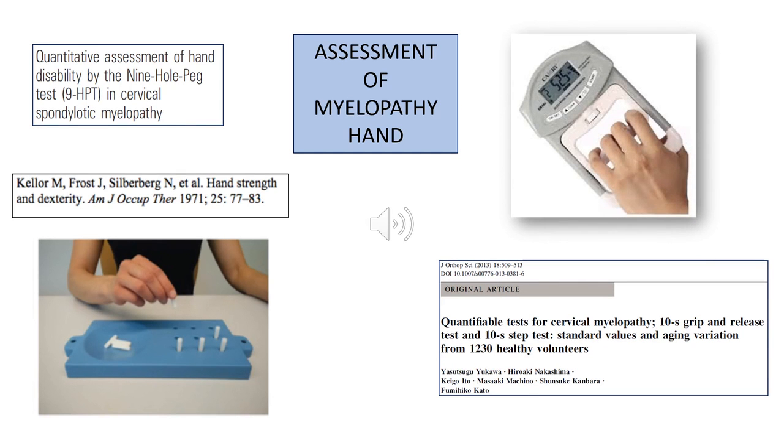We have analyzed the functionality of the hand in this way. The test you may see on the left is a test of dexterity of the hand, and strength in grip and release with a dynamometer.